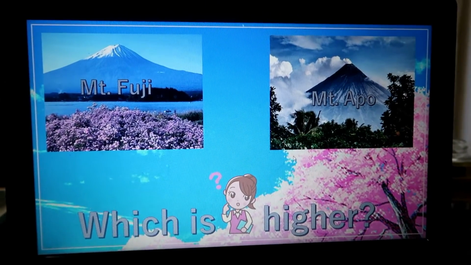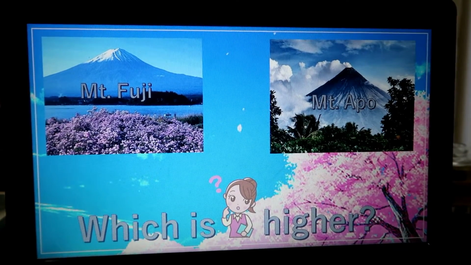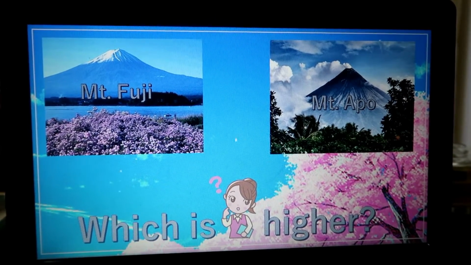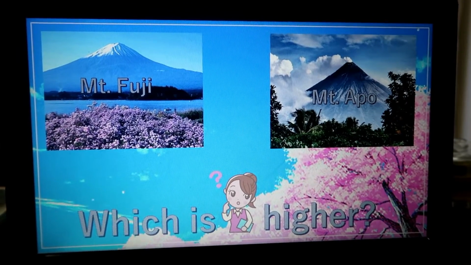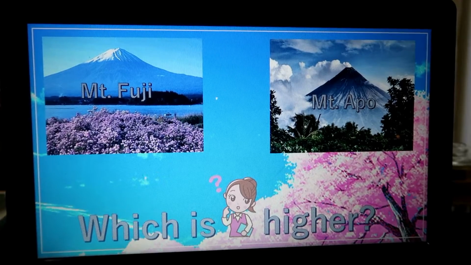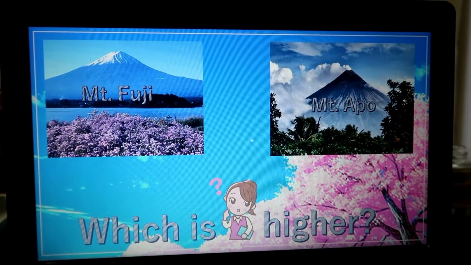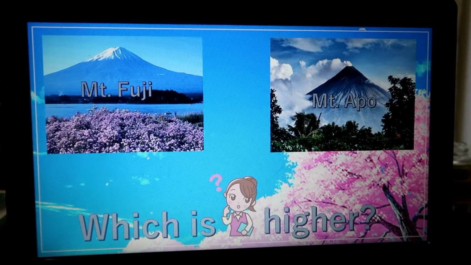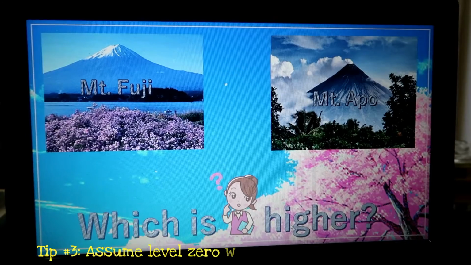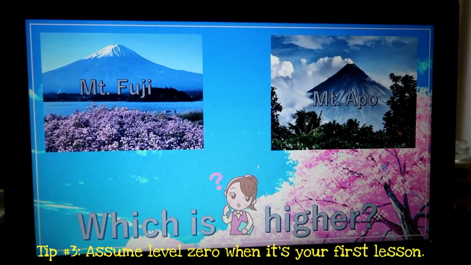Which is higher? Everyone, let's think. Mount Fuji, Mount Apo. Which is higher? The word "higher" is very difficult for the students to understand, especially at elementary school level. So what I do is that we go back again: accompany your difficult words with gestures.